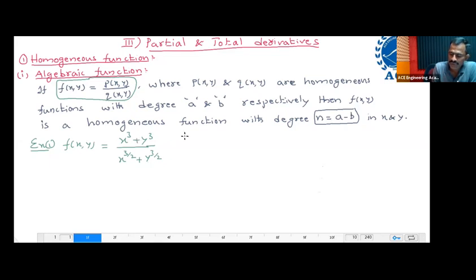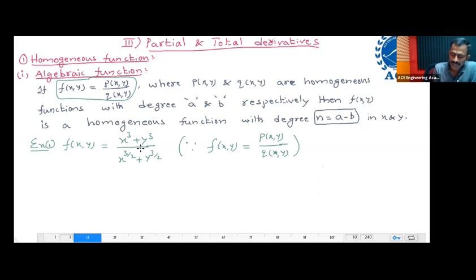Since it is in the form of f of x comma y equal to p of x comma y by q of x comma y, whenever the function is like this, we check whether it is homogeneous or not. Here, the numerator function is a homogeneous function with degree 3, because in the numerator, for every term, the power of the variable is the same. So the numerator is a homogeneous function with degree 3.